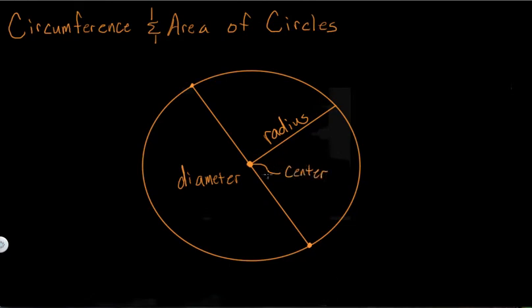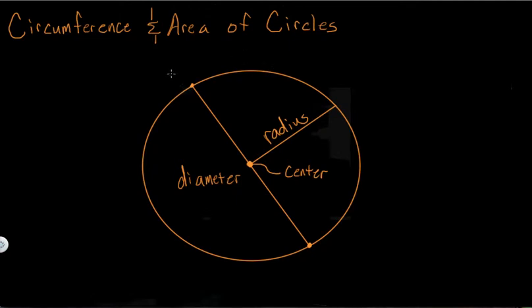Then of course, we're also interested in the length around the circle, which we just finished talking about with polygons. You can think about it as perimeter, but with circles, we give it a special name because we like to be special. And instead of perimeter, we call it circumference. All right, so this is the circumference of a circle. This is the distance around.